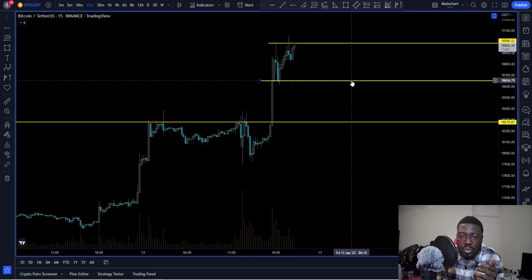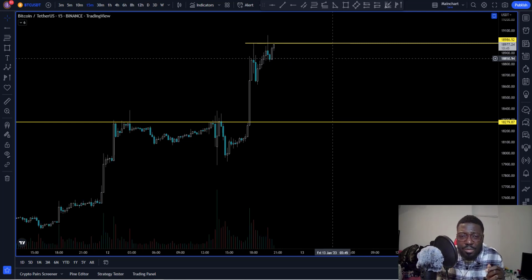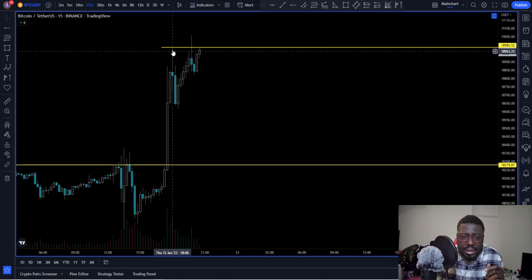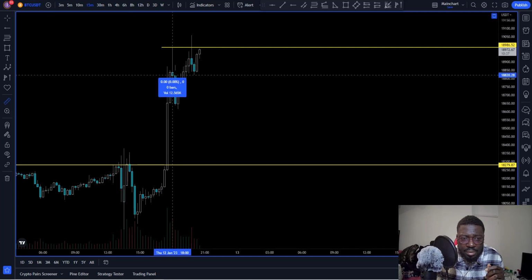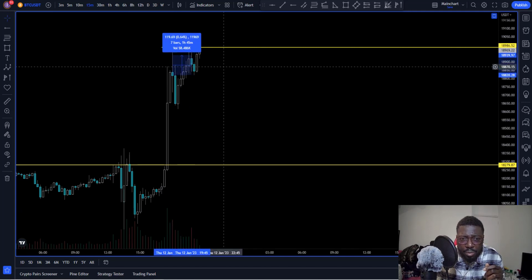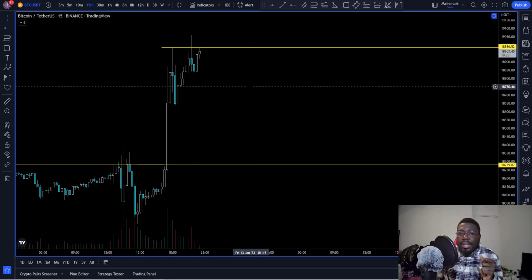Okay, so one of the ways you can determine a swing failure pattern is how long it took before the market went back to that high. It's very important you determine that, because if the market made this high, and after 1 hour 40 minutes the market came back and took out that high, no, that is not a perfect swing failure pattern you want to trade.